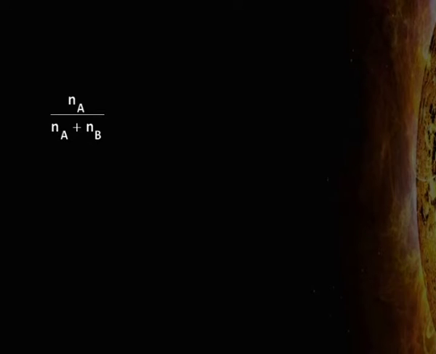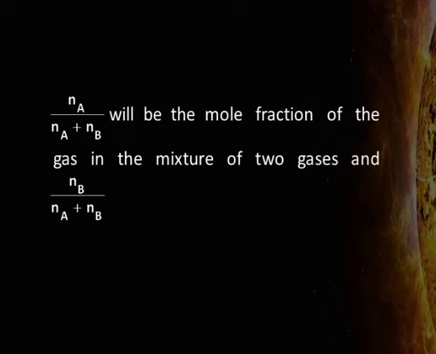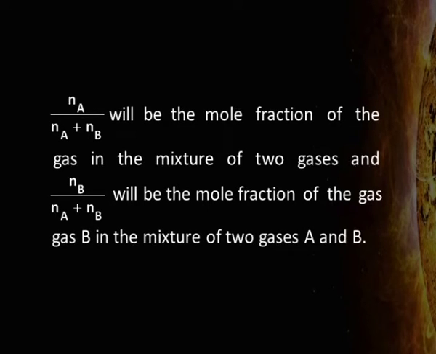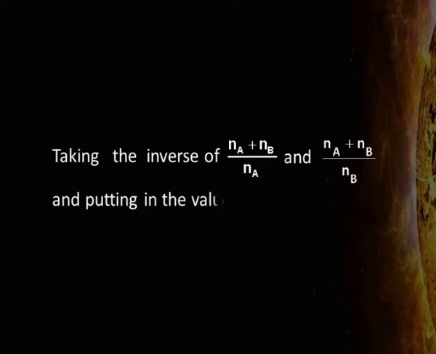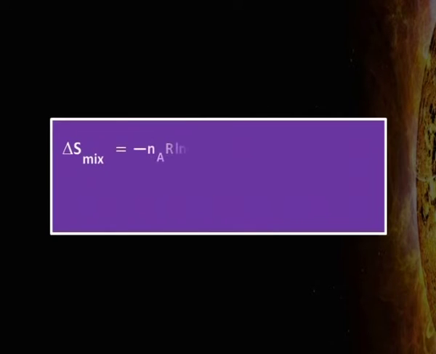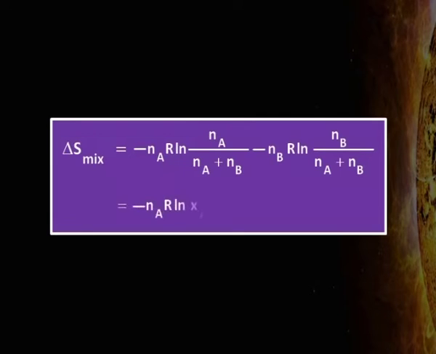Now, you know that Na upon Na plus Nb will be the mole fraction of gas A in the mixture of two gases, and Nb upon Na plus Nb will be the mole fraction of the gas B in the mixture of two gases A and B. Therefore, taking the inverse of Na plus Nb divided by Na and Na plus Nb divided by Nb and putting in the value, we will get delta S mixing equal to minus Na R natural log Na upon Na plus Nb minus Nb R natural log Nb upon Na plus Nb, which is equal to minus Na R natural log Xa minus Nb R natural log Xb.